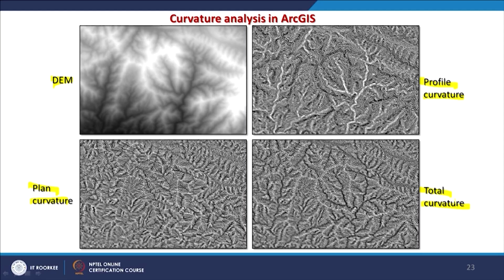For example, in plan curvature you do not see the drainage network very clearly, whereas in profile curvature you see the drainage network appearing as white lines. But in the total curvature, instead of white lines, these appear as black lines, and the details which are present in the plan curvature are also incorporated in total curvature. So, total curvature can be more useful compared to using individual curvature profiles. However, it depends on the application.